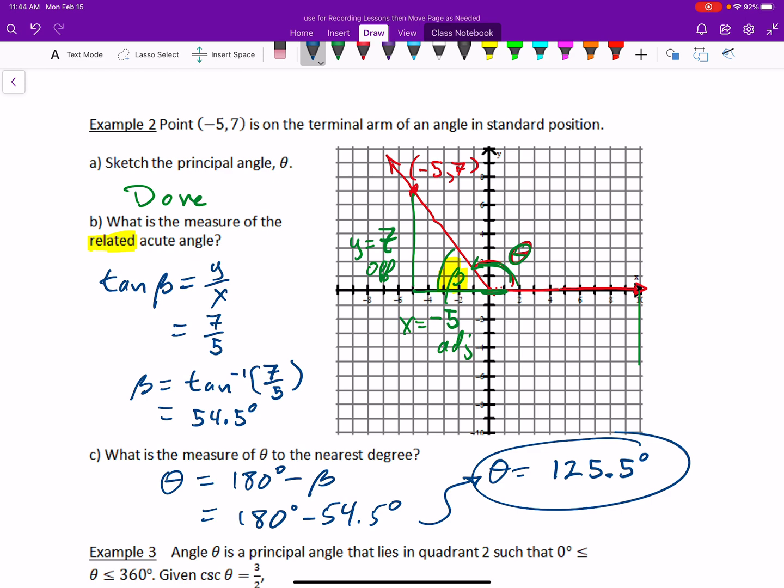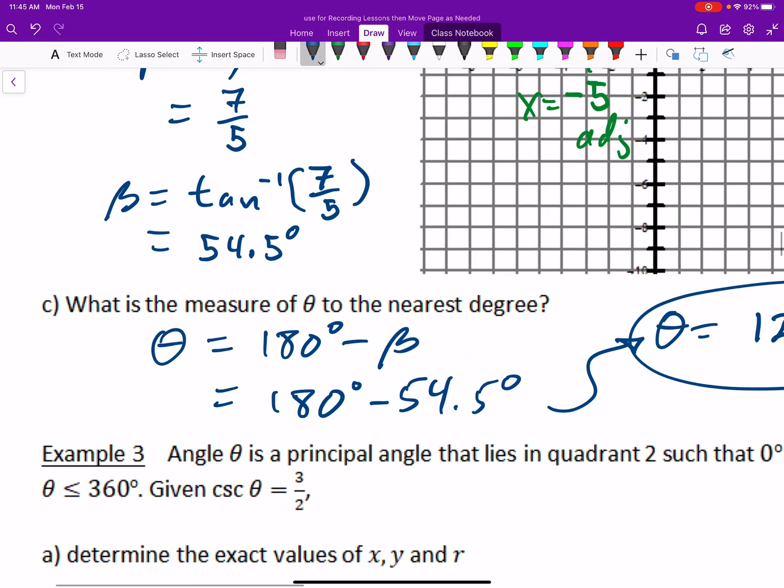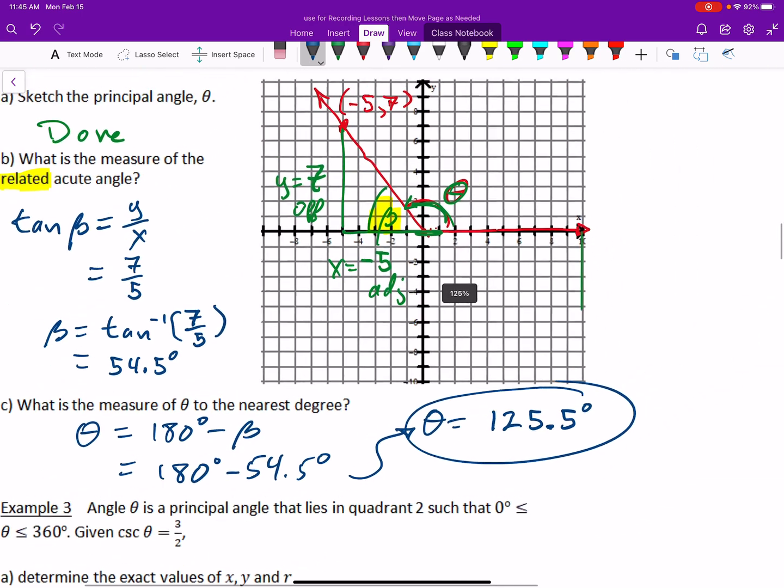So that's how we can find, if all we have is a point, what the principal angle related to that point is, but we need to use the related acute angle. And again, when we do the related acute angle, we drop the negative signs, if there are any, and then we have to do that extra step where, in this case, being in quadrant 2, I subtracted it from 180.